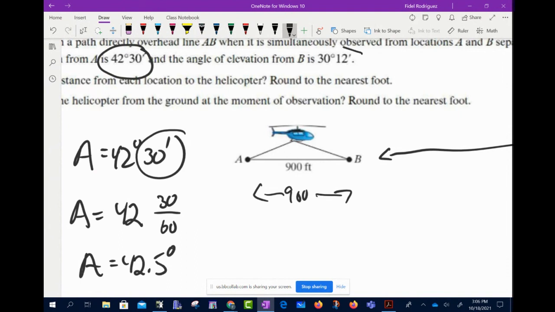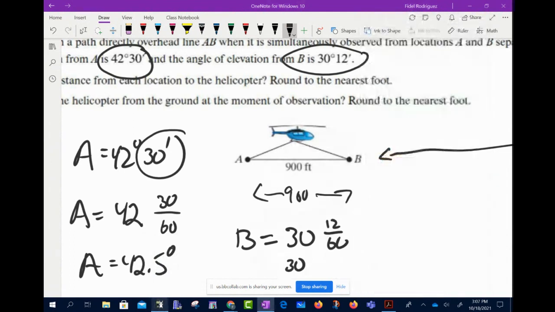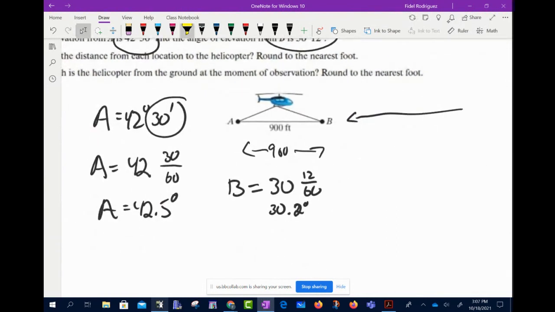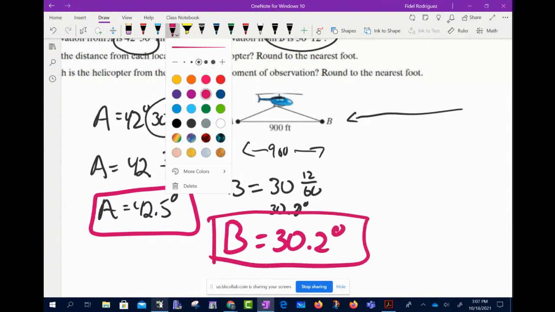And then we would do exactly the same thing for angle B. So we would say angle B is going to be 30 degrees and 12 over 60. So if I take my calculator and ask what's 12 divided by 60, I'm coming up with 0.2. So this would be 30.2 degrees. Are y'all okay on how I came up with 42.5 and B being 30.2 degrees? Am I good with that part before I go on and do anything different?